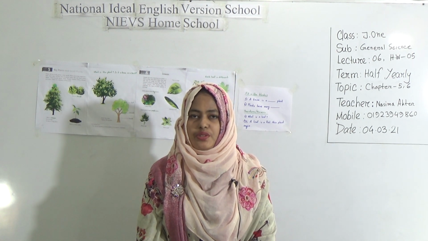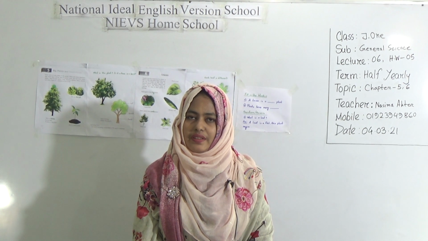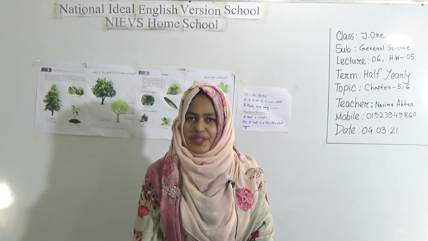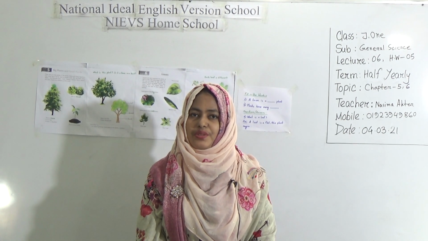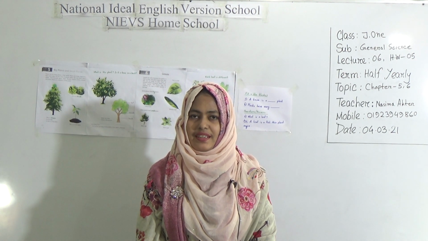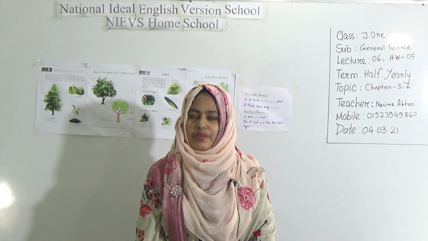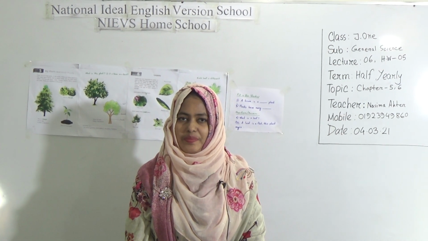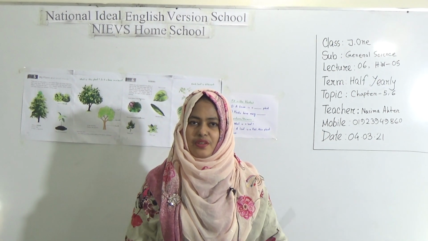Dear students, today I am going to take a general science class for class Junior 1 students. Our today's topic is chapter 5 and 6. Today we will read two chapters. Let's see today's topic from here.